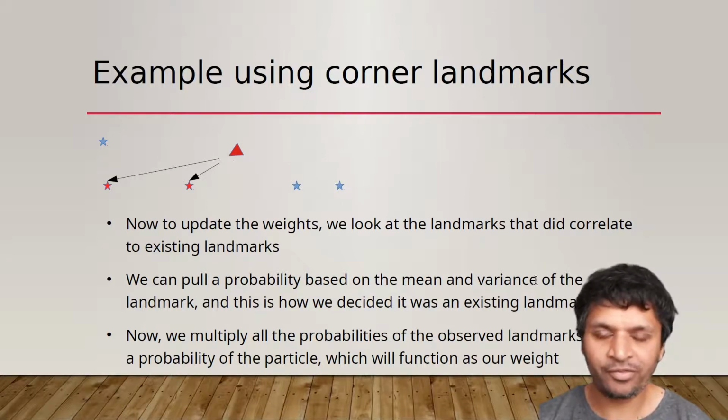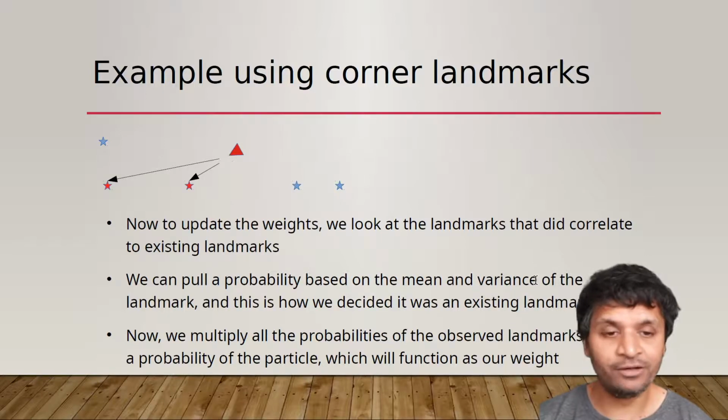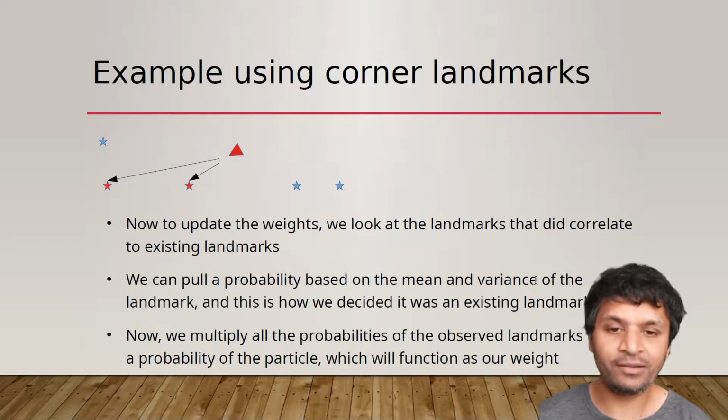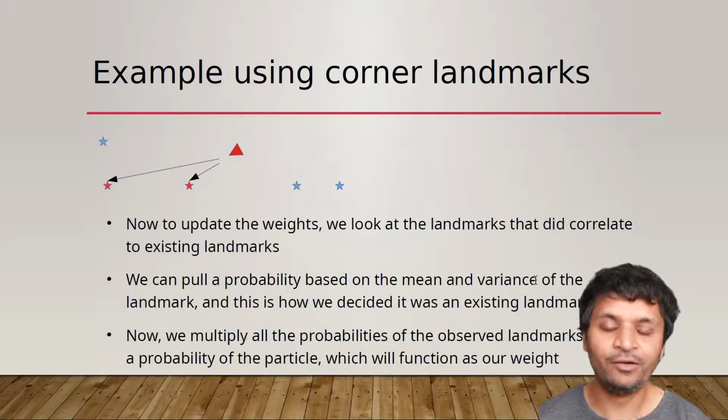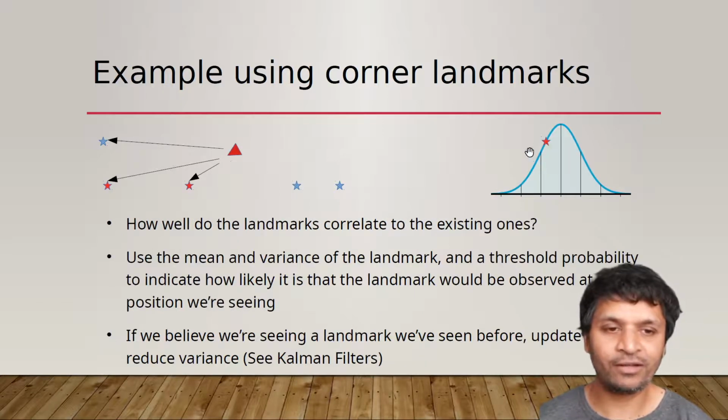When we did it for the localization algorithm, we just based it on how well the observation correlated with the map, right? And we're going to do the same thing here. Basically, when we update the weight of the particle, we look at only the landmarks that correlated with existing landmarks. If we look at this one here, we said it did correlate, right? But it didn't correlate exactly.